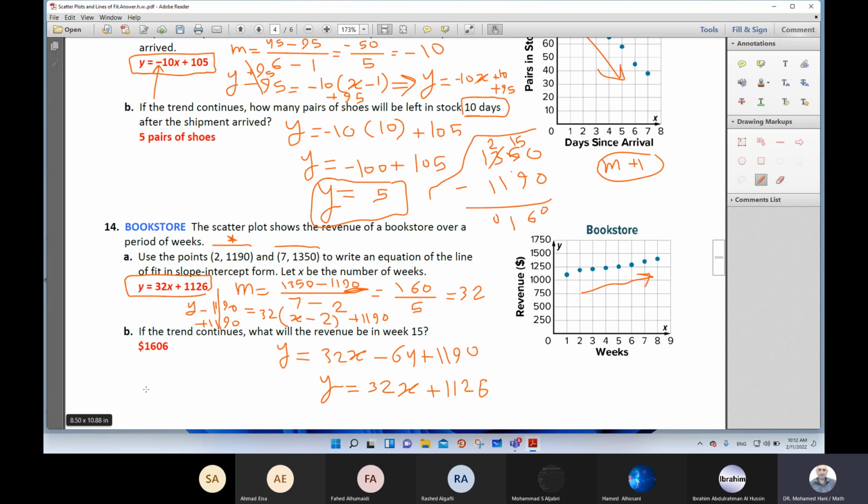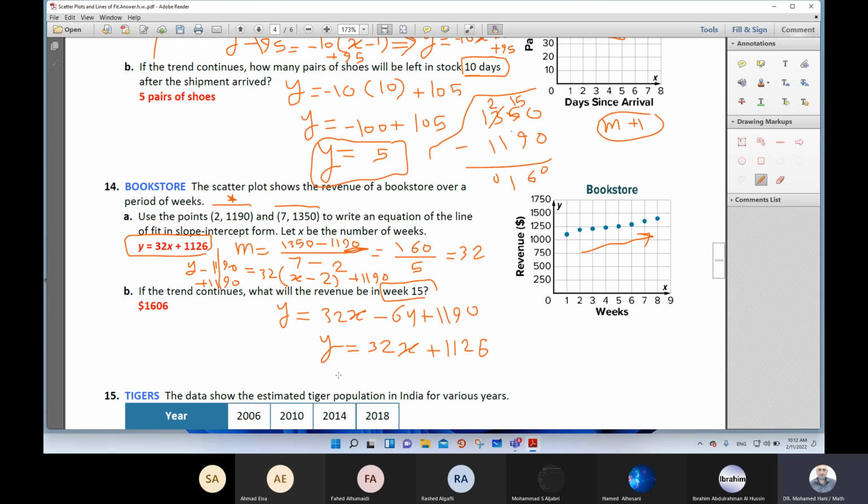The second question, if the trend continues, what will the revenue be in week 15? So x represents the number of weeks. How many weeks do we have? 15. So go back to the same equation and represent the value of x, 15. Then express this expression, 32 times 15 plus 1,126, you will get 1,606.